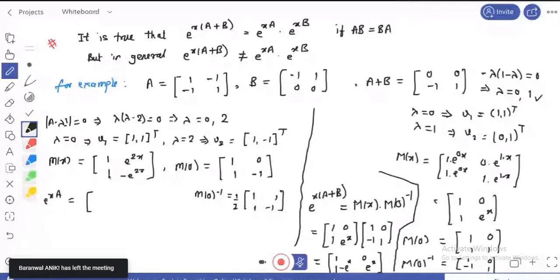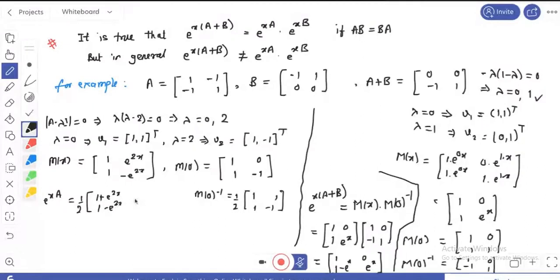So if we multiply these two, we get here 1 by 2, 1 plus e to the power 2x, 1 minus e to the power 2x, and here 1 minus 2x and 1 plus 2x. So this is exponential of A. Similarly, you can find that matrix.